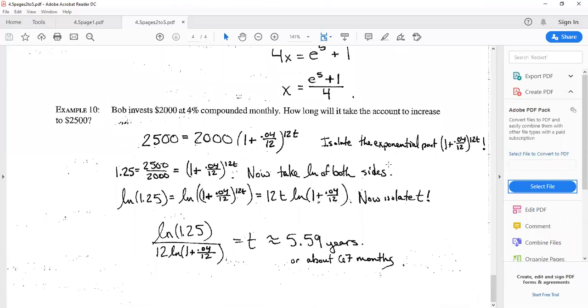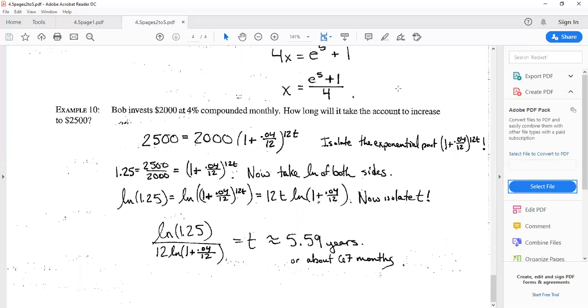Okay, and as a last example, we get something practical. Very nice. So we have our good friend Bob here again. And Bob invests $2,000 at 4% interest compounded monthly. And they want us to know how long will it take for this bank account to increase to $2,500, I guess, just by having the interest. He's not going to put any more money in it. He's just going to let the interest accrue there.